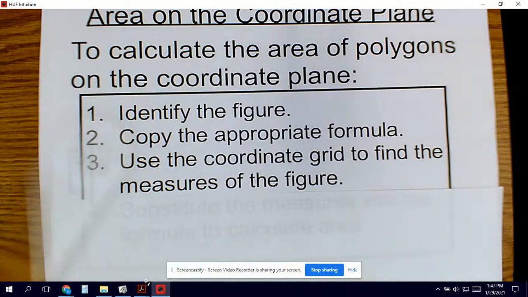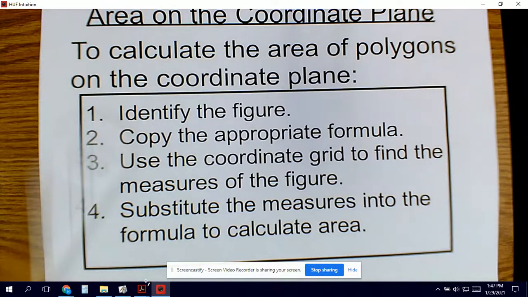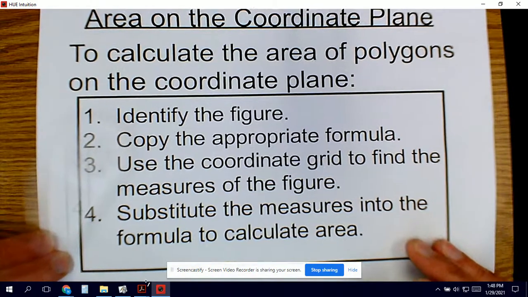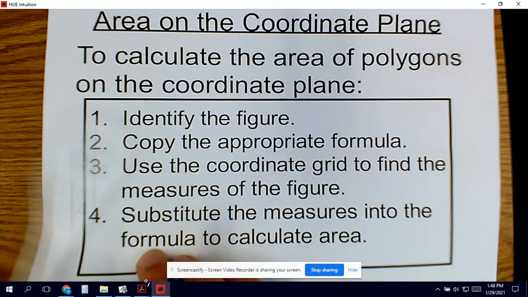Then you're going to use the coordinate grid to find measures of that figure. If you have a rectangle plotted on your coordinate plane, you'll want to find the length and the width of that rectangle, because those are the two pieces of information you need to calculate the area of that shape. If you've plotted a triangle, you'll need to count and find the base and the height of that triangle. Once you know those measures, the last step is like what we've been doing all week long. We are going to substitute those measures into the formula in order to calculate the area of that shape. If you'd like to copy down these four steps, pause the video, record them in your notebook, and then hit play again to do some examples with me.